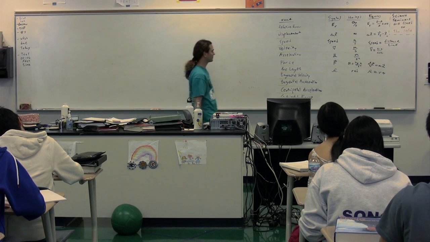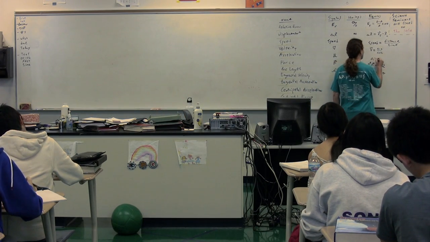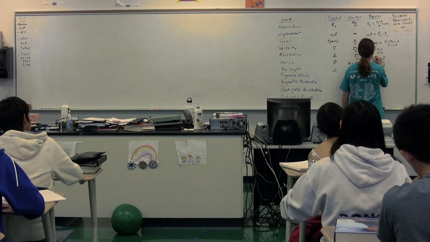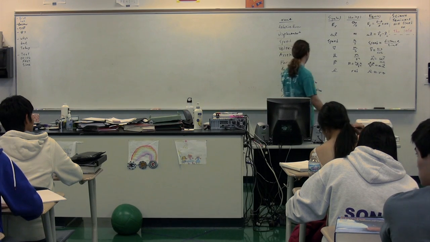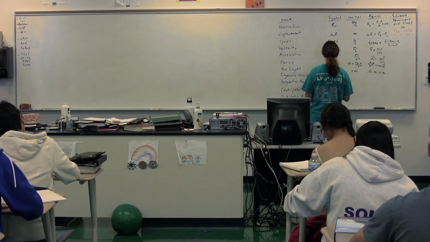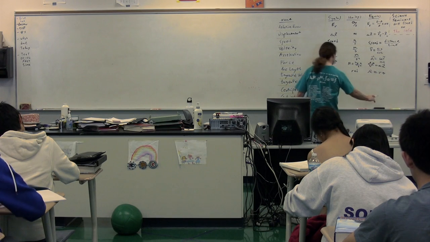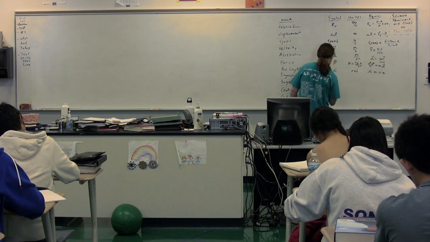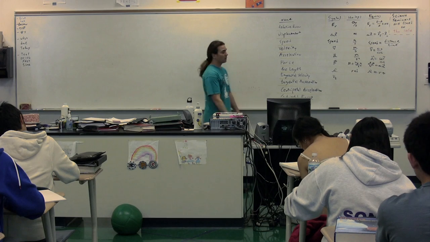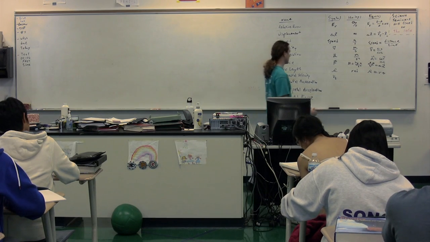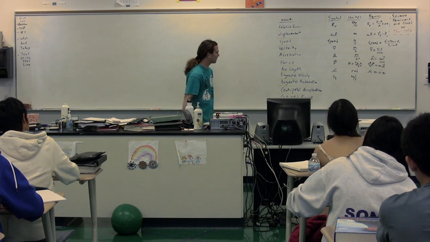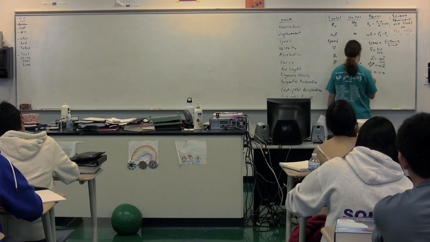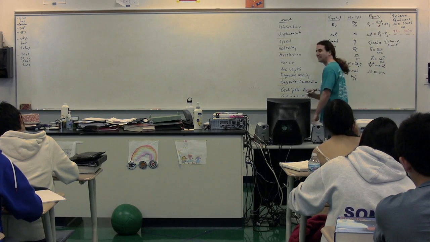Mari. Change in velocity over change in time. What else? Lo. Tangential velocity is V sub T. V sub T for tangential velocity. Plan. The units for tangential velocity are meters per second. Meters per second. Isha? Tangential acceleration is A sub T. A sub T, tangential acceleration.